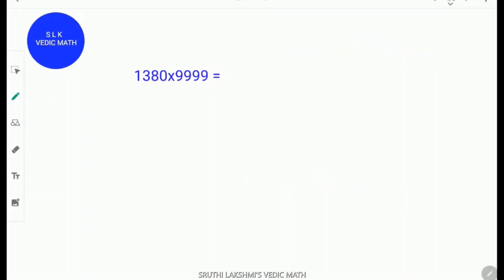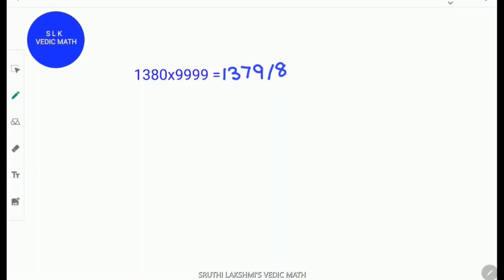Let's see how to multiply 4-digit numbers with 4 9s. Let's use 1380 times 9999 as our example. 1 less than 1380 is 1379. Write that down and don't forget to put a slash. 1 plus what equals 9? 1 plus 8 equals 9.